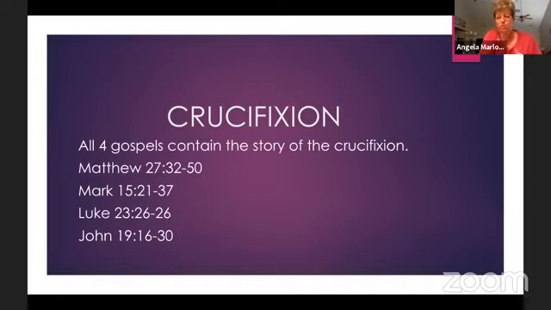Sometimes the crossbars would be in the middle to form a cross like we mainly see. Sometimes the crossbar would fit at the top, making a T. But because the crucifixion was seen just for criminals and slaves, the very early church didn't really talk about or didn't make pictures or art of Jesus on the cross.